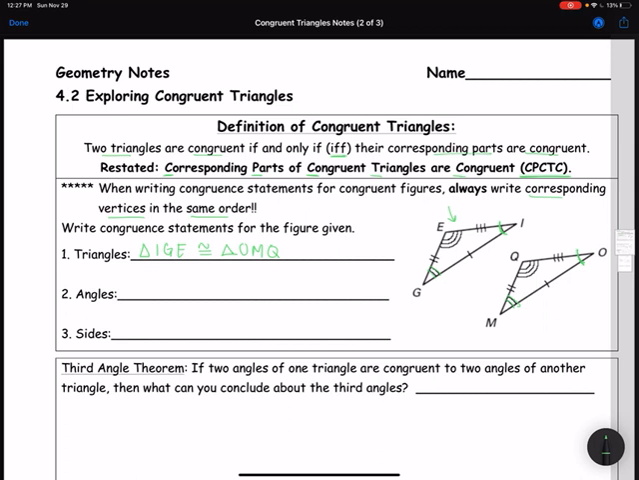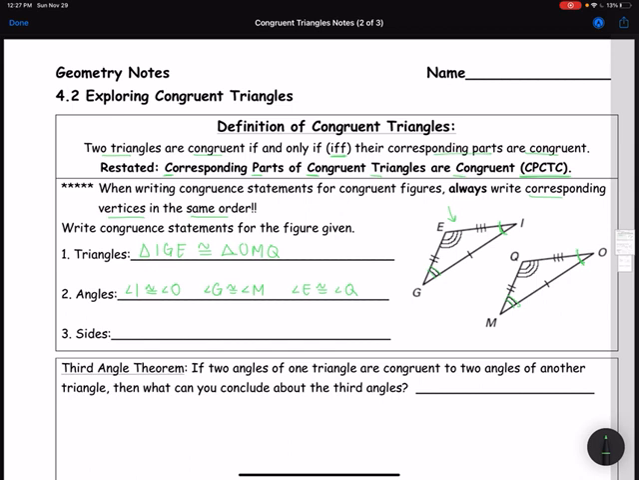If we want to write angle and side congruent statements, we're doing the same thing, but we're going to be writing 3 angle statements and 3 side statements. So if I say angle I is congruent to which other angle, again, we said that I and O both have one arc mark, so we're going to say angle I is congruent to angle O. Angle G, which has 2 arc marks, would be congruent to angle M, because that also has 2. And then angle E is congruent to angle Q because they both have 3 arc marks. So those would be your angle congruence statements.